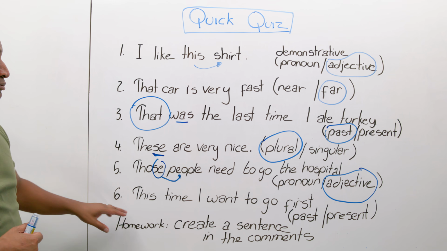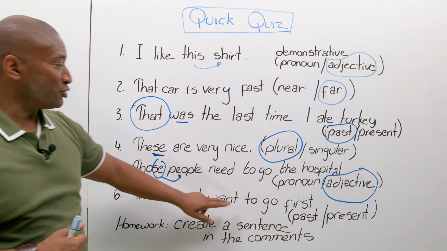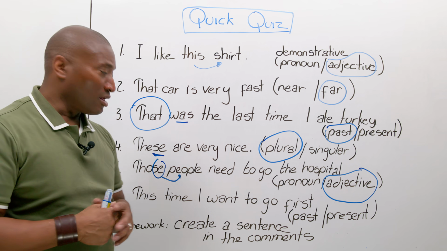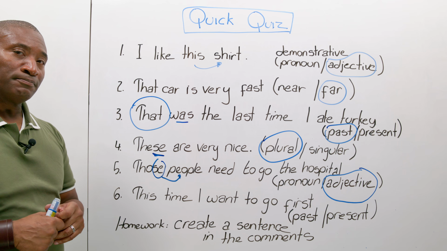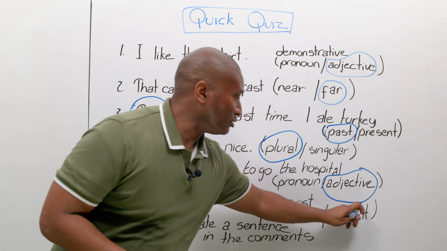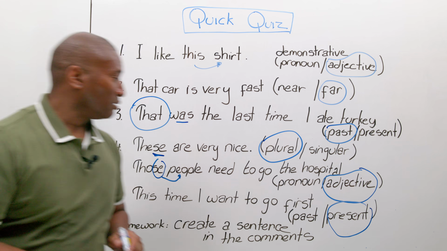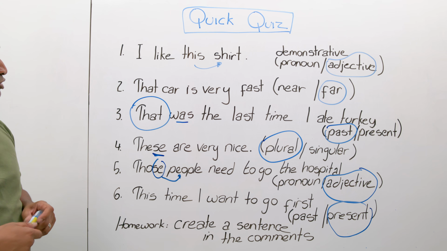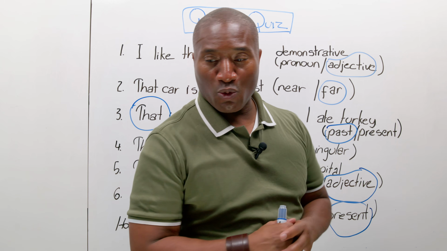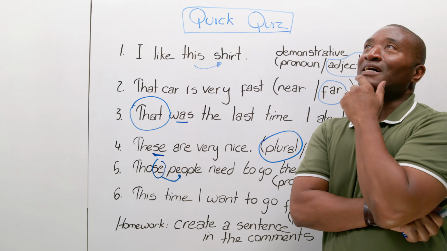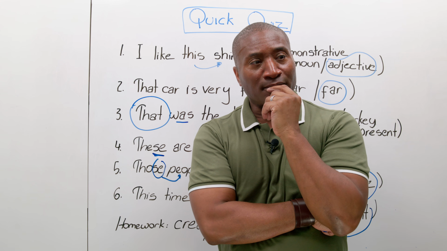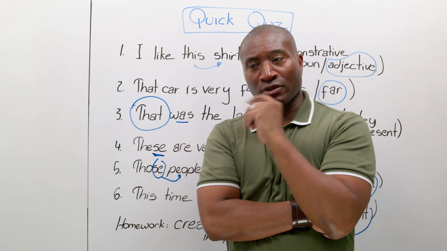All right, now our last one, okay? This time I want to go first. Is that past or present? This time I want to go first. That's right. This time I want to go first is present. Okay? And now you finish this test. If you got 6 out of 6, congratulations. You've mastered demonstratives. You should go on to, let me see, what else do I have? Adverbs, yes. We have adverbs, interrogative adverbs. You could do that lesson next, yeah.